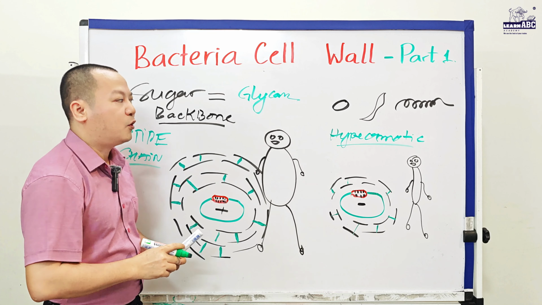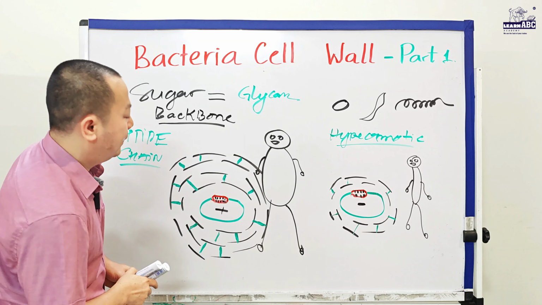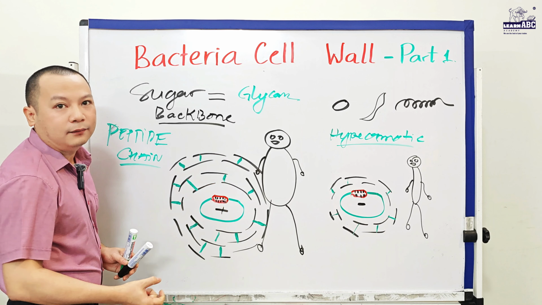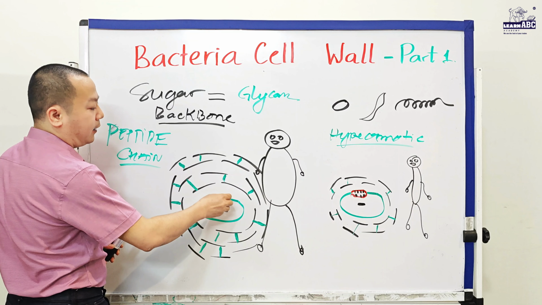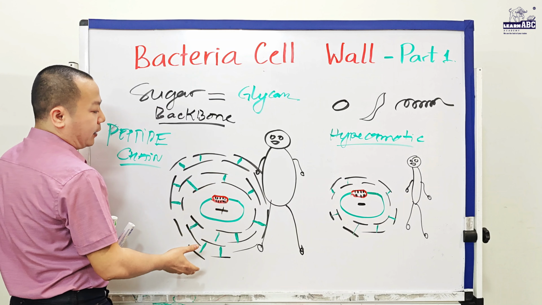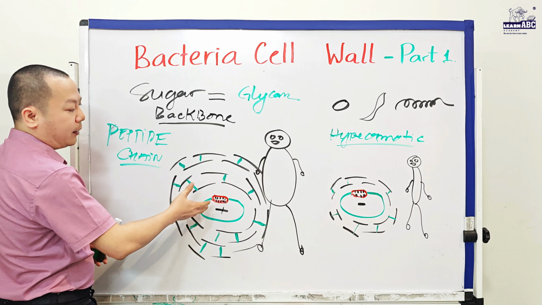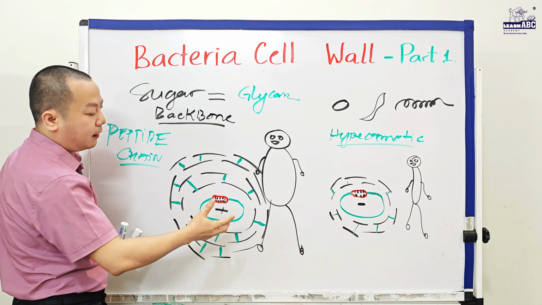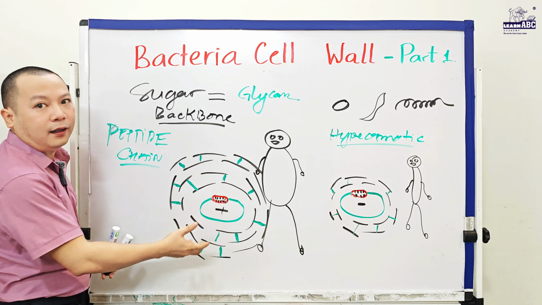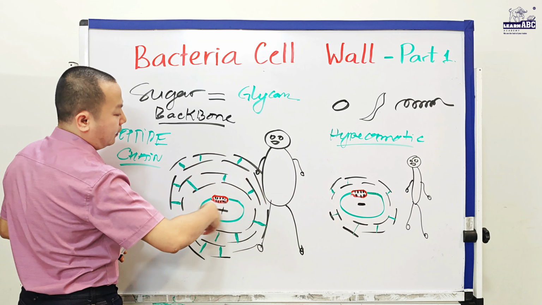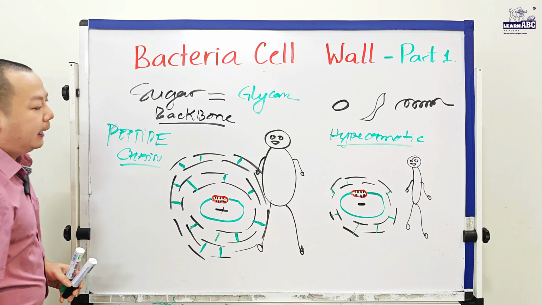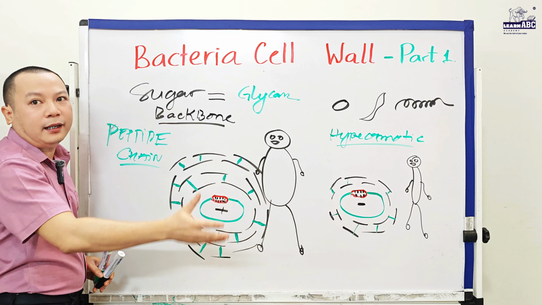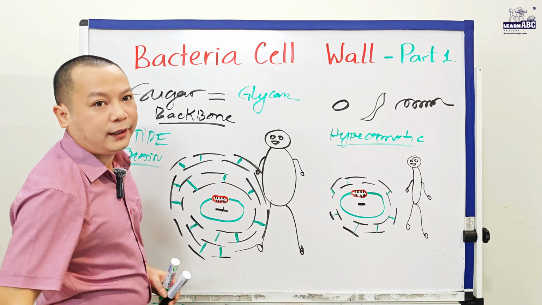What is hyperosmotic? Hyperosmotic means they tend to absorb water. For example, when the bacteria are present in your body, in your mucosa fluid, in your saliva, or in your tissue fluid, the solution or the fluid outside the bacteria is less hyperosmotic.